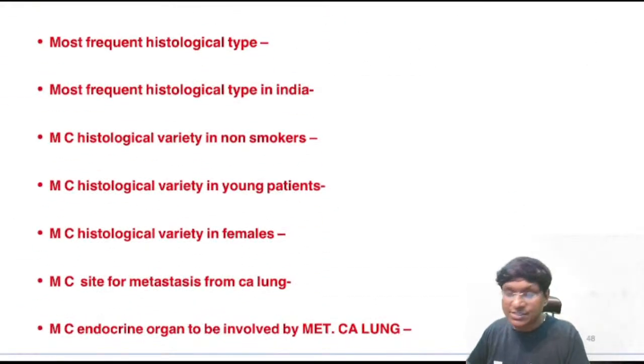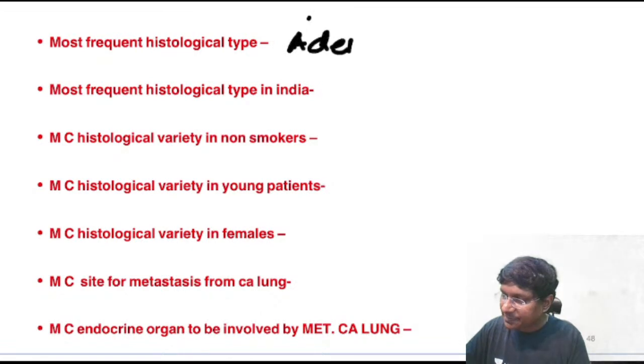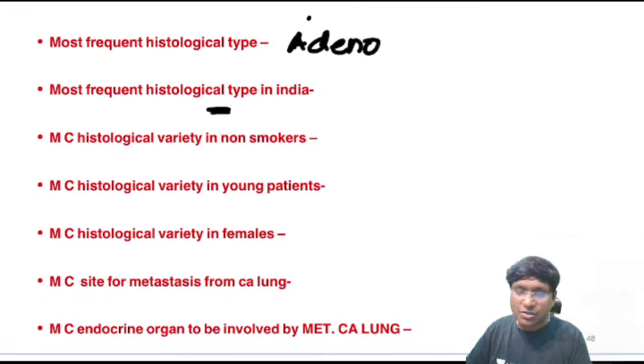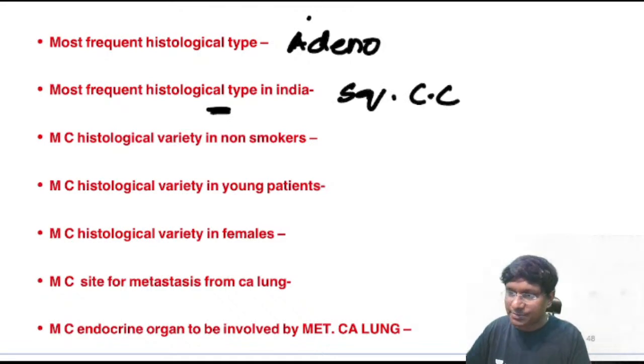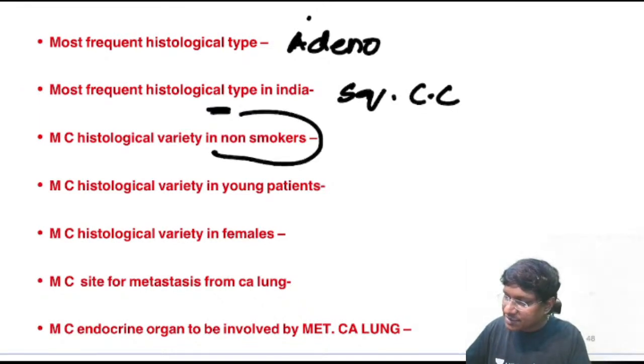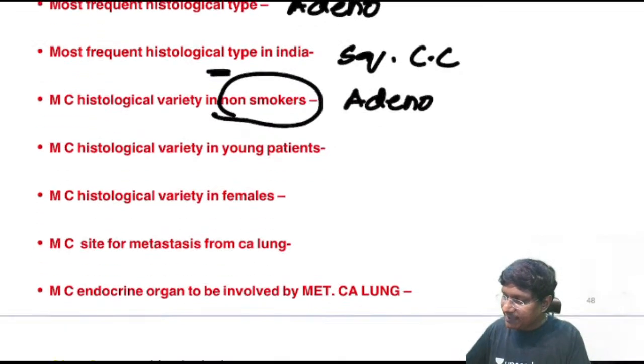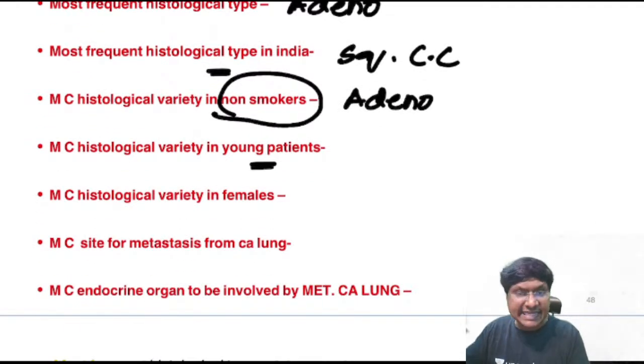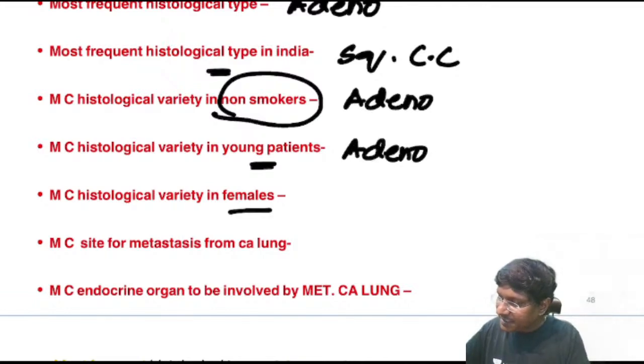If the question is asked, what is the most frequent histological type? The most frequent histological type will be adenocarcinoma. But what is the most frequent histological type in India? In India, it will be squamous cell carcinoma. What is the most common histological type in non-smokers? That will be adenocarcinoma. The most common histological variety in young patients will also be adenocarcinoma, and in females, also adenocarcinoma.